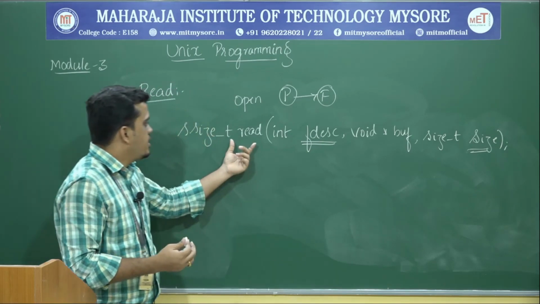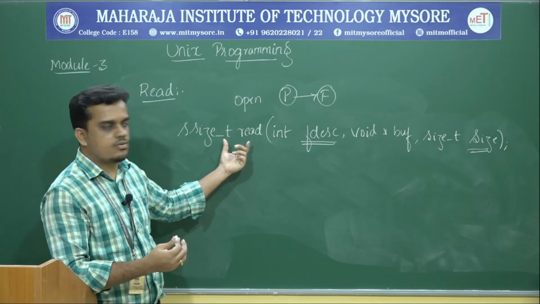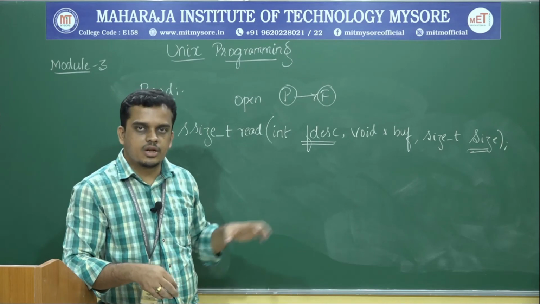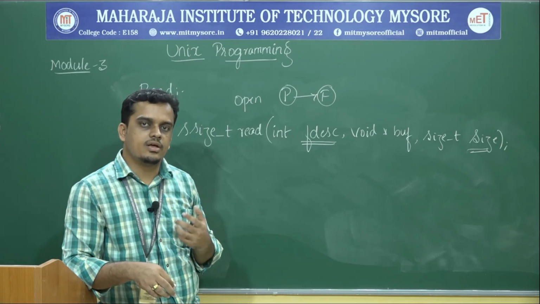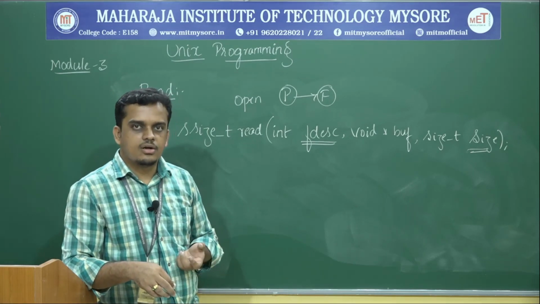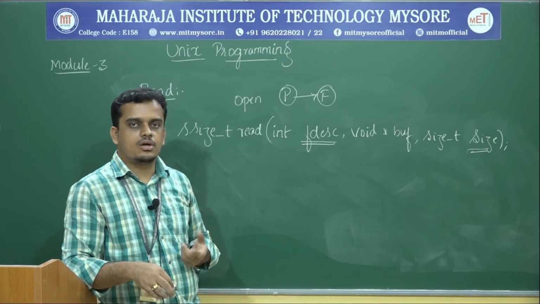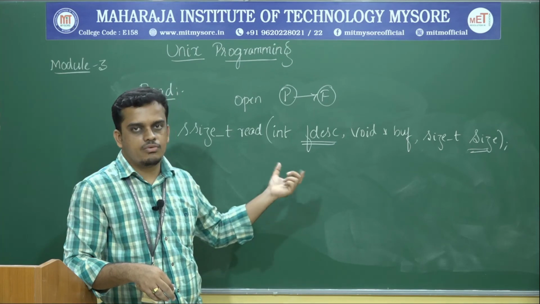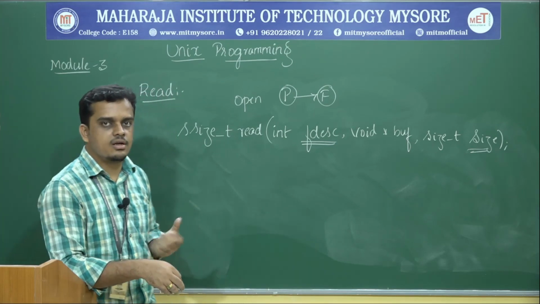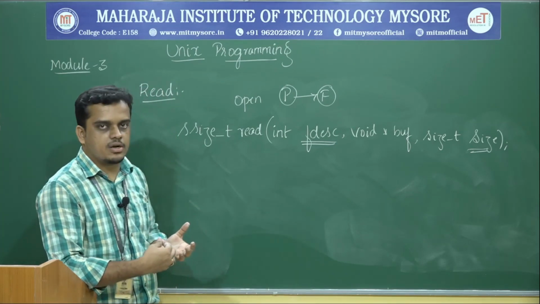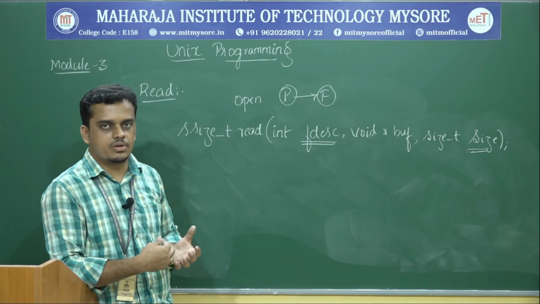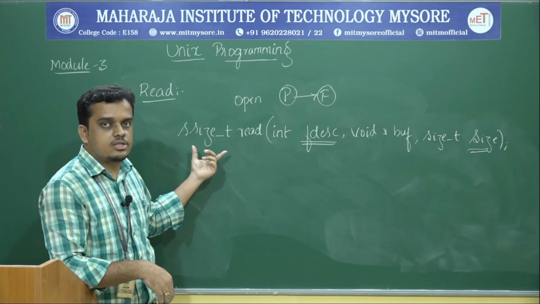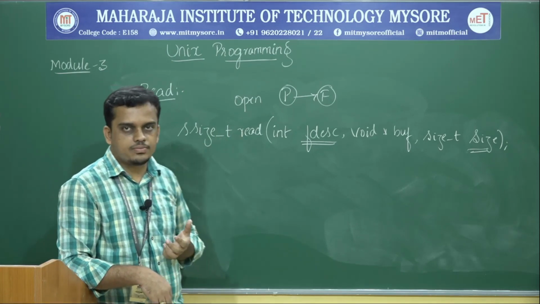And the return value of the read function, once it has been successfully executed, corresponds to the amount of data that has been read from that file. That is the interpretation of this read API. That is, the return value corresponds to the amount of data that has been read from the opened file.